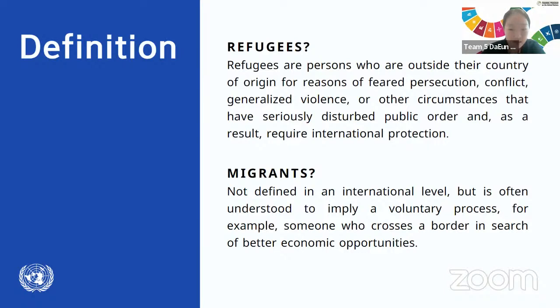Migrants are not defined at an international level, but the term is often understood to imply a voluntary process. For example, someone who crosses a border in search of better economic opportunities. So, for example, when we talk about the American dream from the past, these kinds of people go to America to search for food and money and all sorts of things. This can also be called migrants.